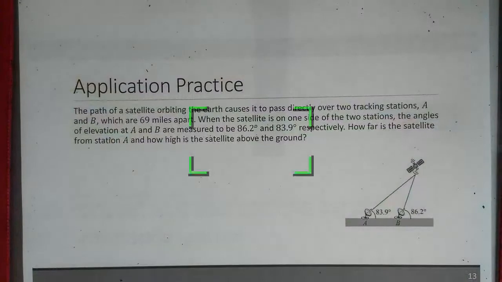Next up, we have two satellites. The path of a satellite orbiting the Earth causes it to pass directly over two tracking stations, A and B, which are 69 miles apart. When the satellite is on one side of the two stations, the angles of elevation at A and B are measured to be 83.9 degrees and 86.2 degrees respectively. How far is the satellite from station A, and how high is the satellite above the ground?